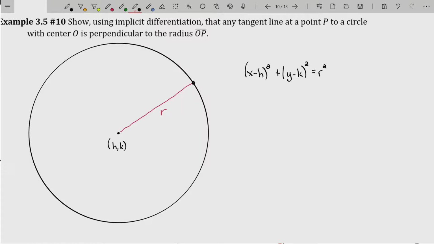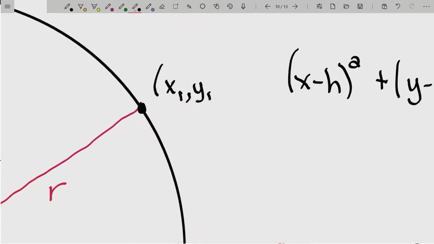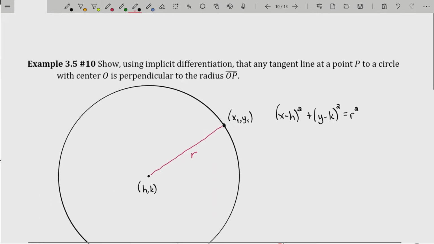This point on this circle, you can label it however you want. I'm going to call it x1 comma y1. And our goal, that's a terrible parenthesis, let me zoom in and fix that. All right, our goal is to show that the tangent line, which I'll draw in blue right here, is perpendicular to this radius r. The radius is also considered a line segment, so that line segment r.